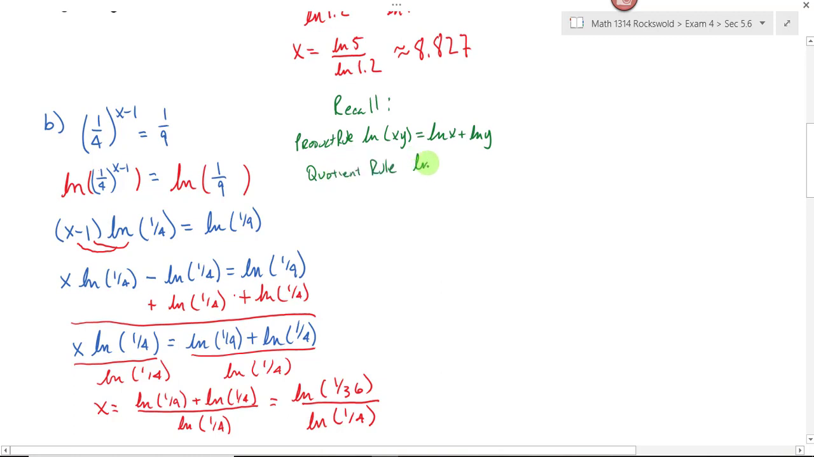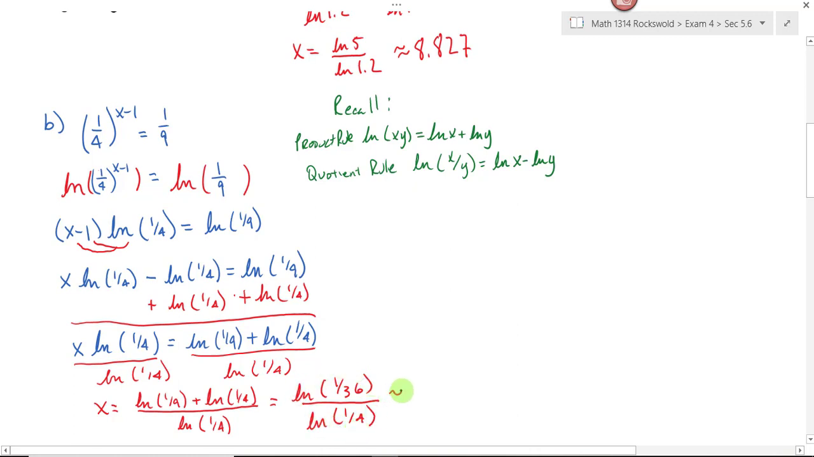The quotient rule says if you have the natural log of a quotient x divided by y, you can separate that using subtraction, the natural log of x minus the natural log of y. Notice this quotient is in the argument, not between the logs, so don't make a careless mistake and divide these arguments here. This actually is your exact answer, as simplified as you can get it.